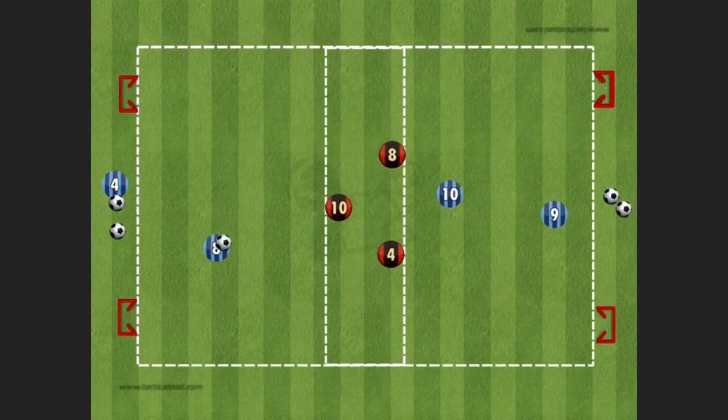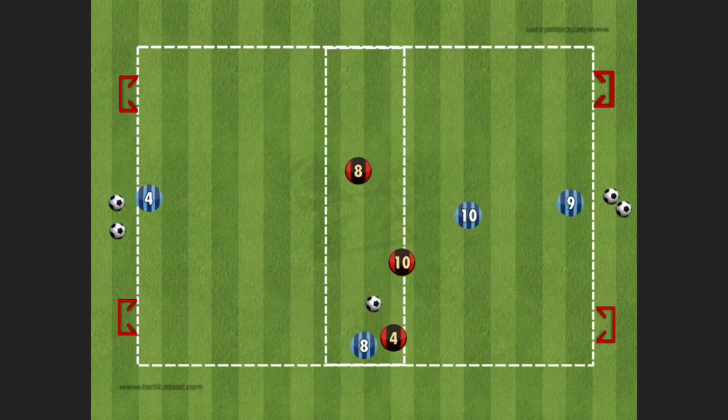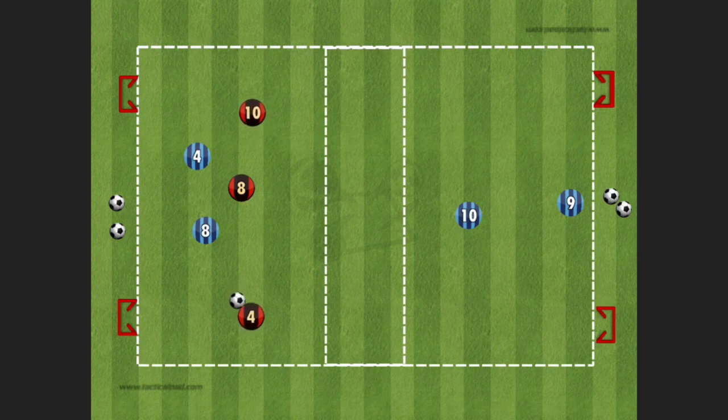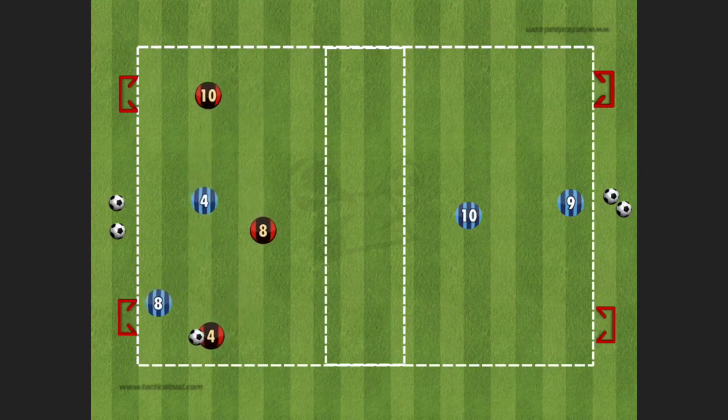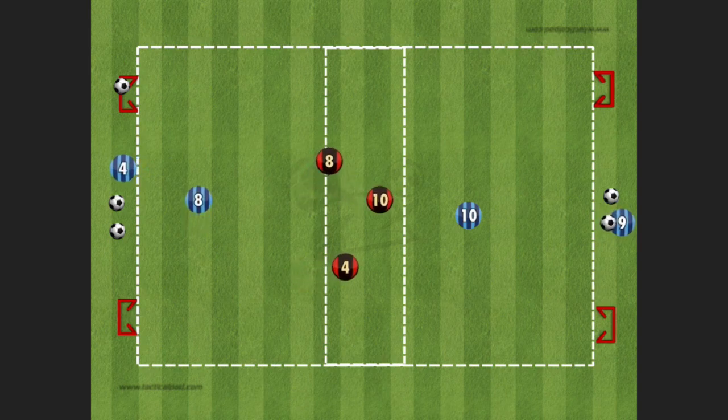In the practice design, you need to have the midfield unit of 4, 8 and 10 and the attacking unit of 4, 8, 9 and 10. The area required will be 40 by 25 yards, and there should be a channel of 10 by 25 yards across the middle of the area for the midfielders to start from. Have small goals at either end for the midfielders to score into when they win the ball.